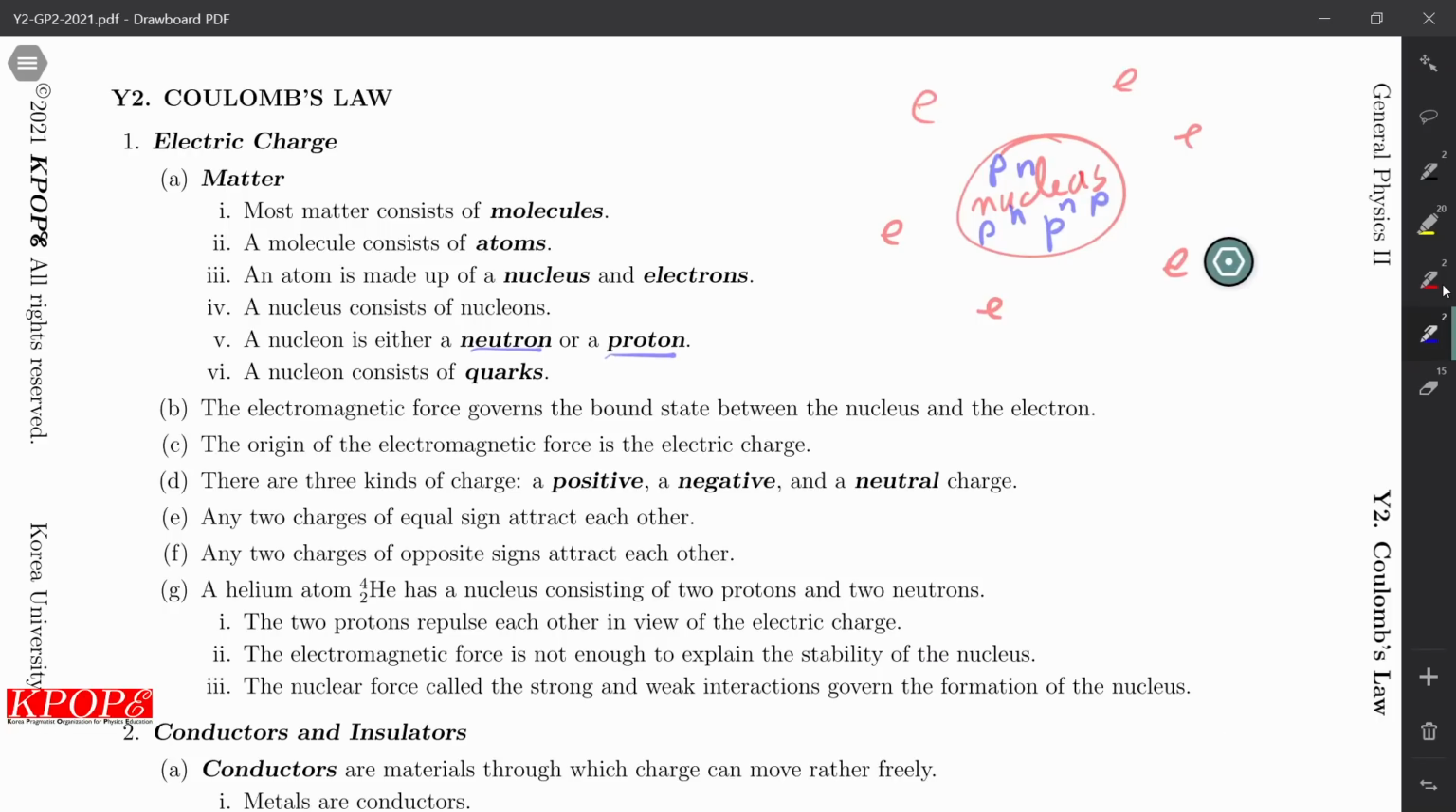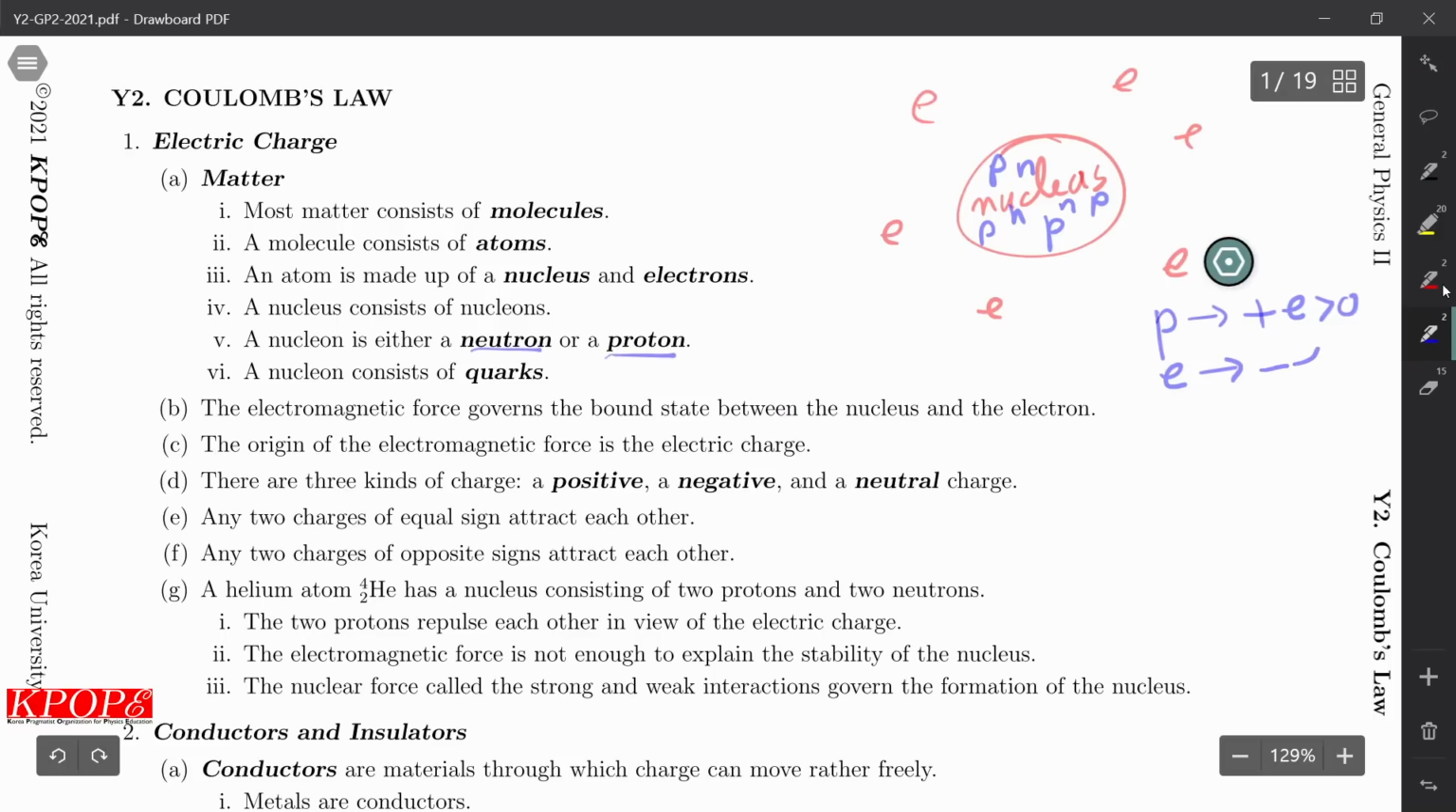We'll find that the proton has a charge plus e, that's positive. Electron has an electric charge minus e, that is negative. And neutron is neutral, electrically neutral.